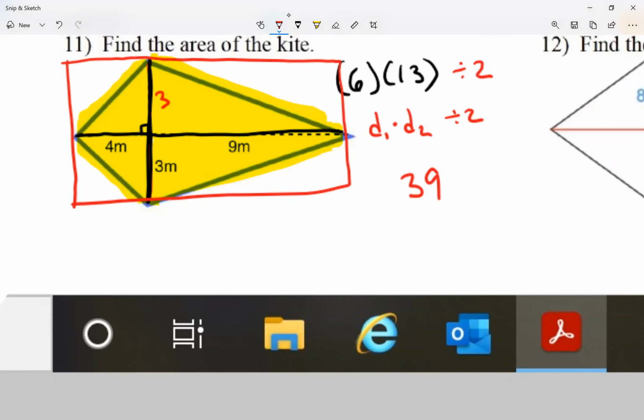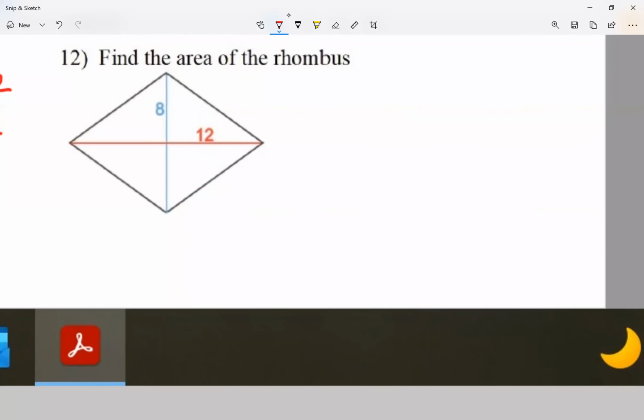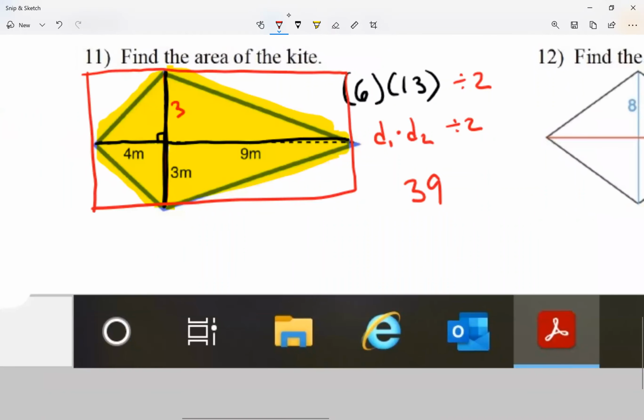You're going to run into kites. As a matter of fact, on the homework, it will even say, find the area of a kite. We might have decimals. If we do, round it to 1 decimal place. Now, rhombus, find the area of the rhombus. Rhombus, it's pretty much the same idea as a kite. The only difference is on the kite. Let me come back to the kite.